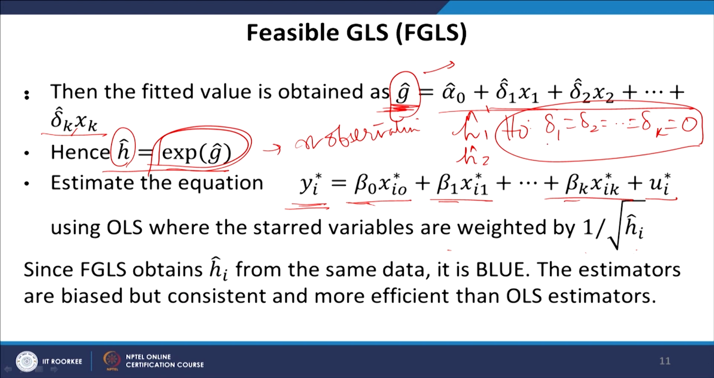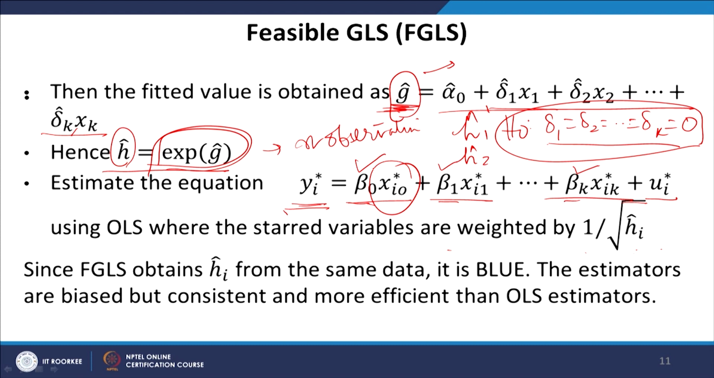In that case of course, we do not need to go for WLS, but if all or some of the delta 1 to delta k turn out to be statistically non-zero, then we can go for FGLS or feasible GLS, where we divide the original variables by root over h i hat, the estimated hypothesized functional form, and then obtain the values of beta naught, beta 1 to beta k. Again, these beta 1, beta 2 to beta k are not equivalent to the OLS estimates, because our variables are not what we would have used in case of OLS. The variables have changed, which has already been discussed.